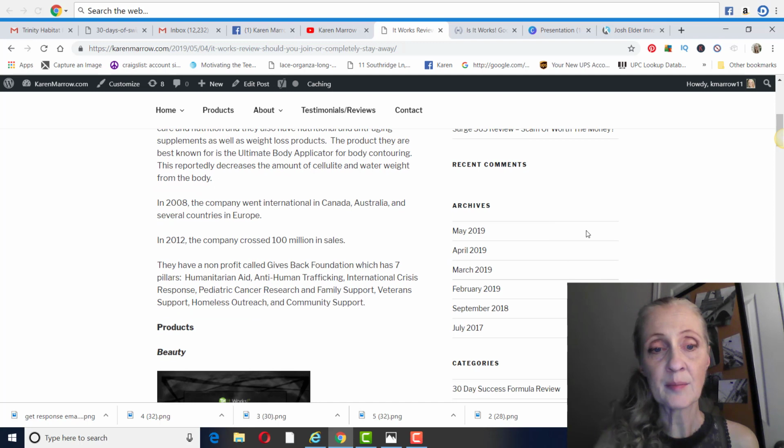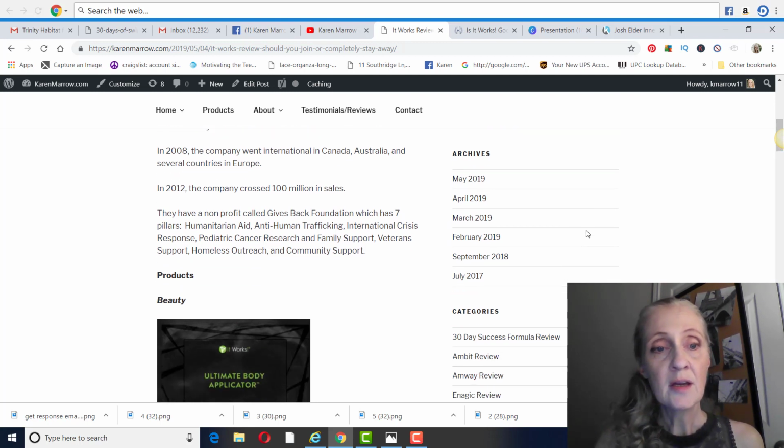In 2008, the company went international in Canada, Australia, and several countries in Europe. And in 2012, they crossed 100 million in sales, so that's good. And they have a nonprofit called Gives Back Foundation, which has seven pillars, which are humanitarian aid, anti-human trafficking, international crisis response, pediatric cancer research and family support, veteran support, homeless outreach, and community support.